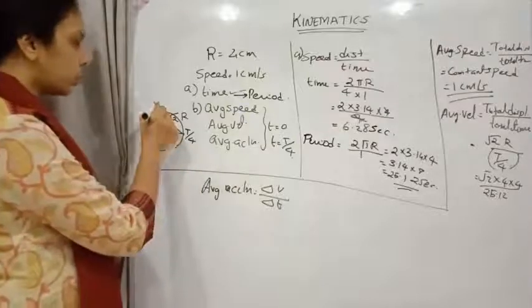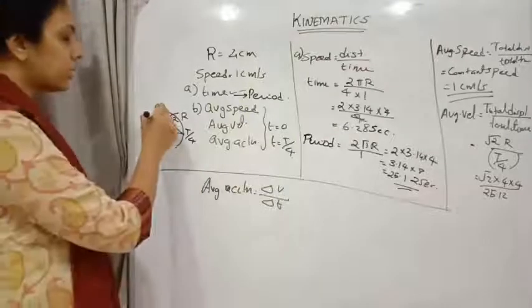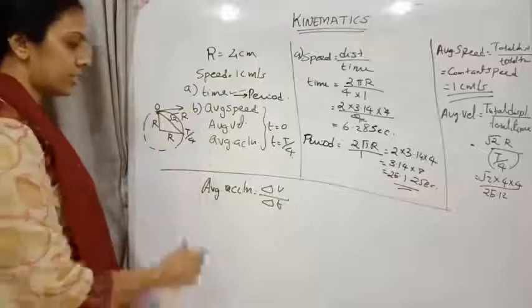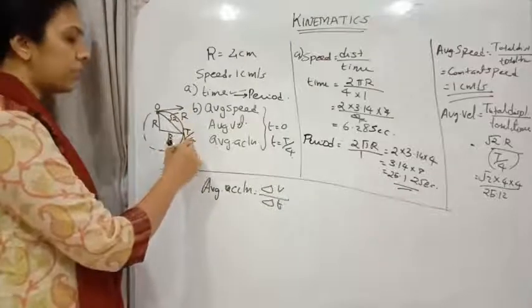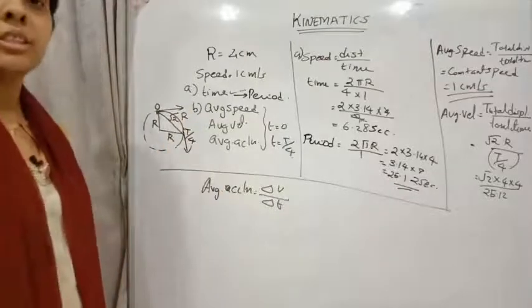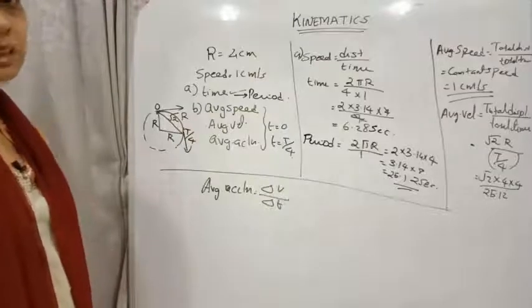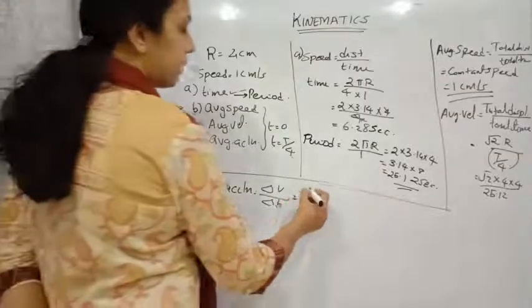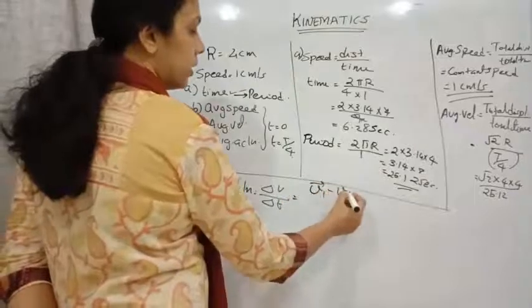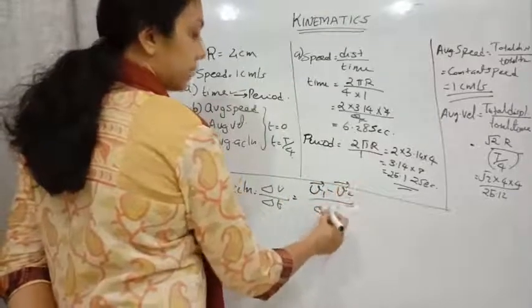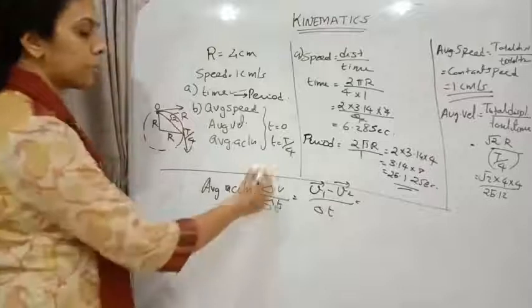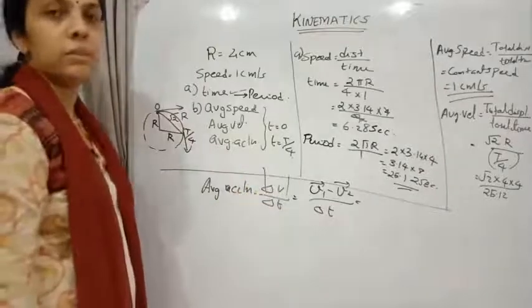At the point O, what will be the velocity? Velocity will be acting along the tangent. Here T by 4, it will be acting along the tangent. Change in velocity means V1 minus V2. See, vector V1 minus V2 divided by delta T. What will be the magnitude of delta V?